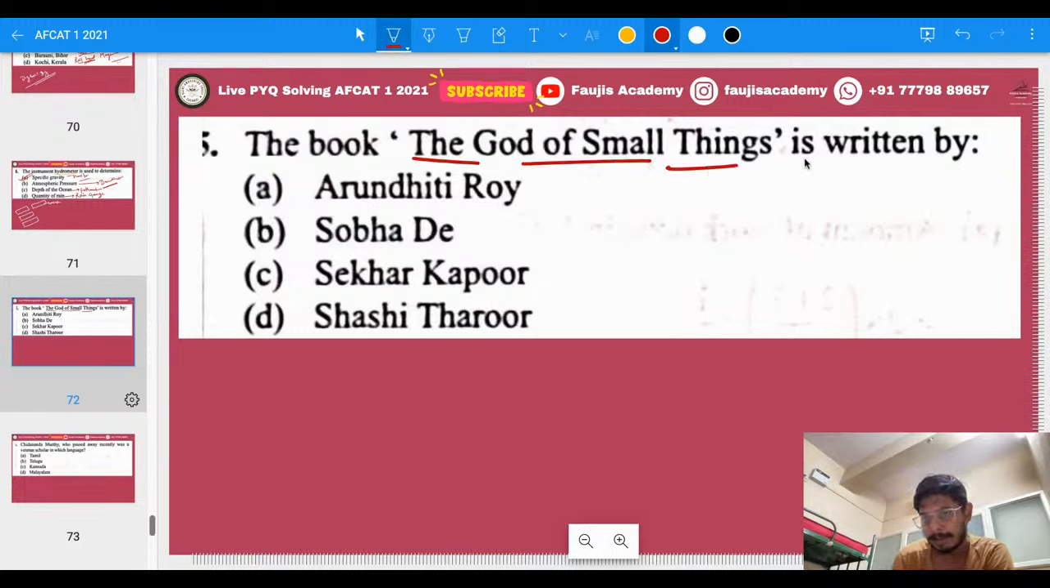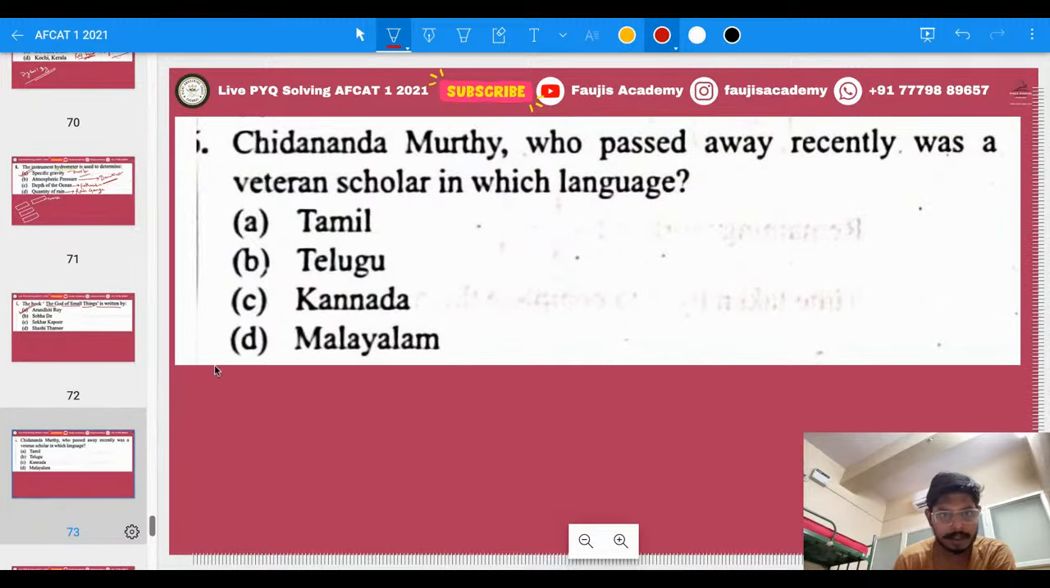Okay, the book The God of Small Things. Who has written this book? The God of Small Things is written by none other than your Arundhati Roy. Yes, absolutely, Arundhati.